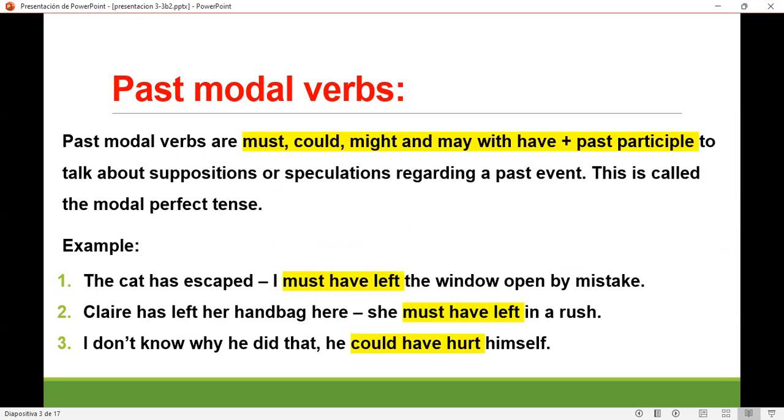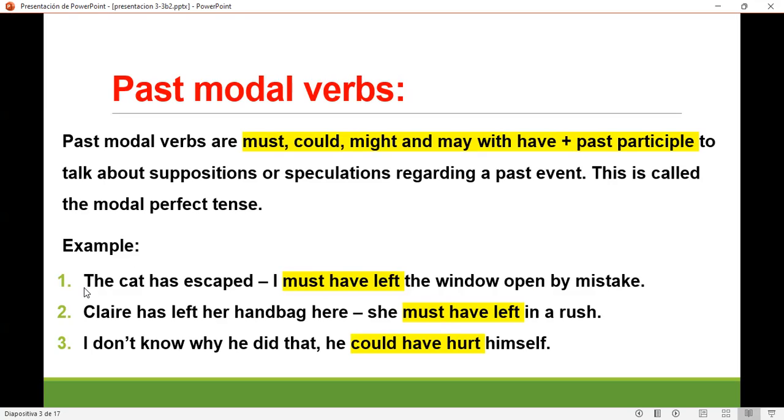So let's start. Okay, look at here. It says past modal verbs. Past modal verbs are must, could, might, and may, made with have plus past participle. We don't use can because can is in present. The past of can is could. These are used to talk about speculations regarding a past event. These are called the modal perfect tense, okay?